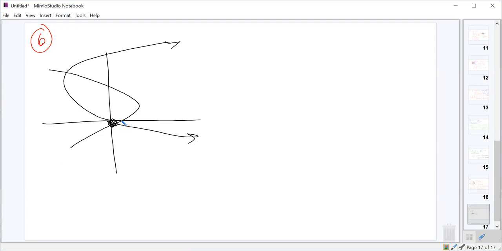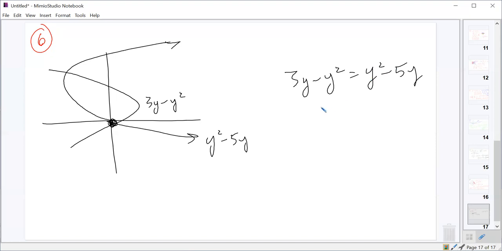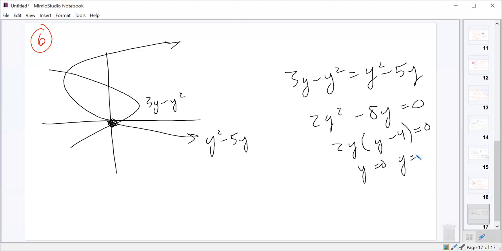If we're looking for the region between them, we first know they intersect at the origin because they both have a y and an x-intercept of 0. But we also need to figure out the other place at which they intersect. So 3y minus y squared needs to equal y squared minus 5y. Those intersect whenever 2y squared minus 8y is equal to 0. One of those times is at y equals 0, and the other is at y equals 4.